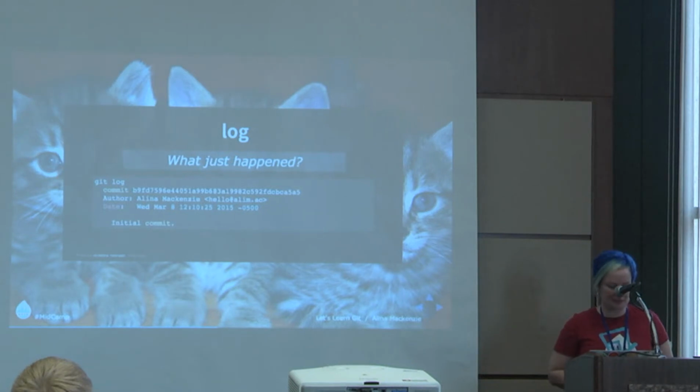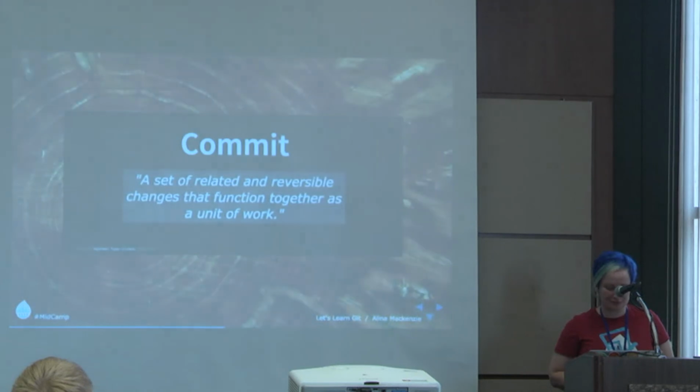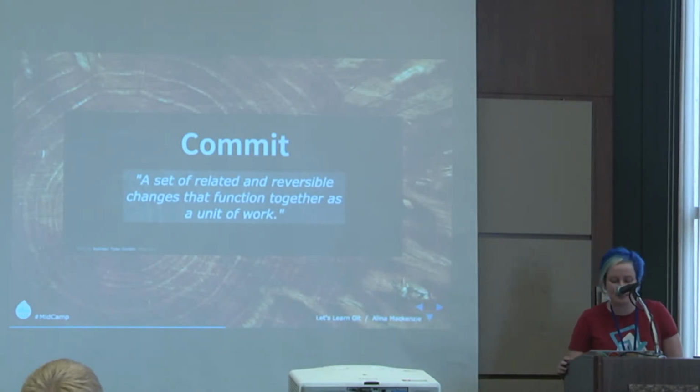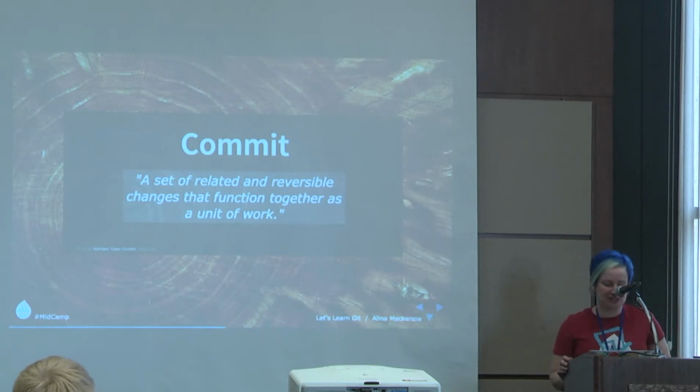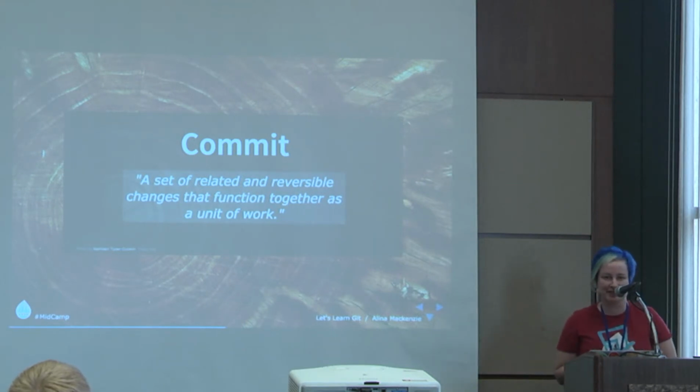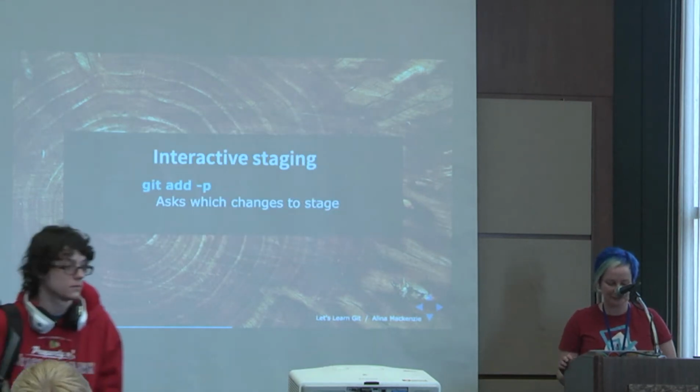It also has the author information that we set before, the date, and the message. So let's talk a little bit about commits. Commits are a set of related and reversible changes that function together as a unit of work. Now you define what that unit of work is. So you basically set the parameters, whether it's an entire feature or just a small subset of changes.